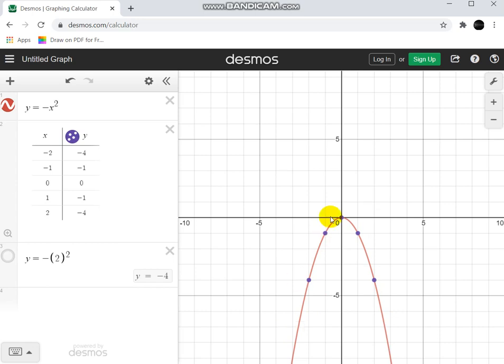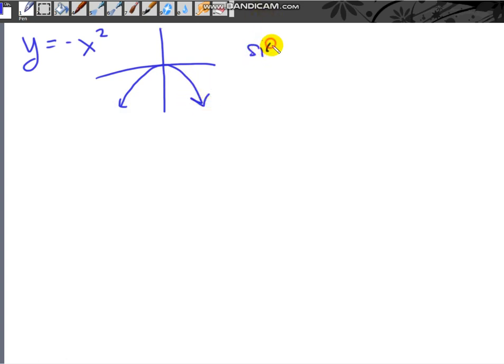That's just me talking about it, but let's put things into context. If you have y equals negative x squared, your parabola is going to look something like this. If the sign in front is negative, you're going to have a maximum value.